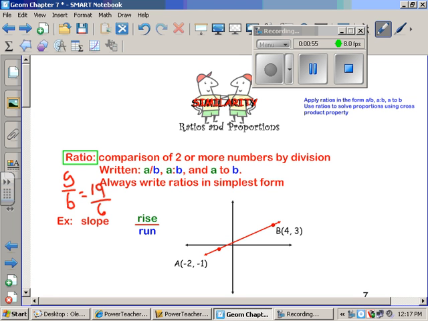Right. You have to keep the order. If I'm comparing girls to boys, girls comes first, boys have to come second. Otherwise, how would anyone know? If I said, what's the ratio of girls to boys, and you said 6 over 19, how would anyone know what that meant? So you have to keep the same order that's written in the original question.